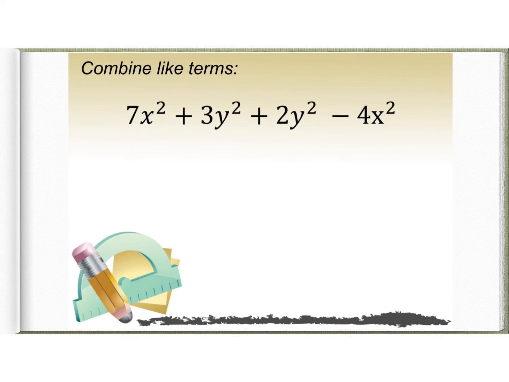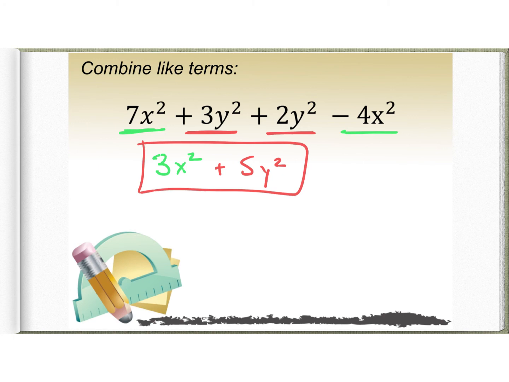We need to combine like terms. So what's a like term with 7x squared? Negative 4x squared. So what's 7x squared minus 4x squared? Perfect. 7 minus 4 is 3. So 3x squared. Next, I have 3y squared. Do I have a like term with 3y squared? 2y squared. What's 3y squared plus 2y squared? 5y squared. Awesome. So this is my answer.